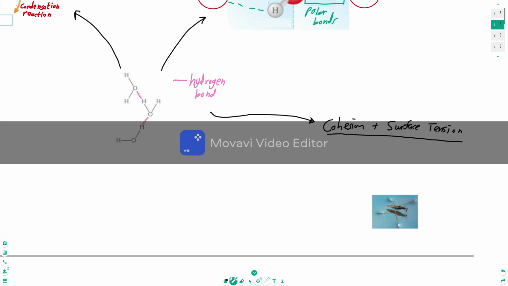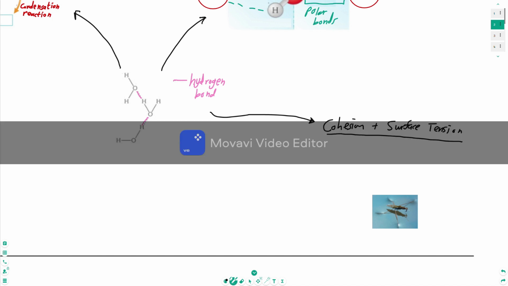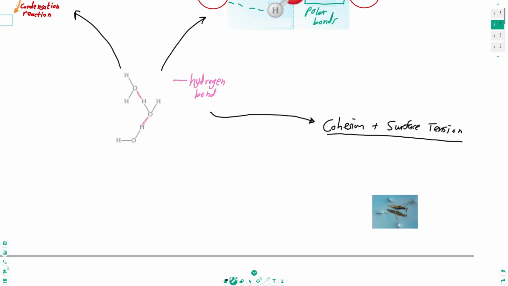So this pulling together of water molecules due to hydrogen bonding is called cohesion. So cohesion is the pulling of water molecules together because of this hydrogen bonding. I'll probably explain that a little bit rubbish, but if you want more information, go and look at page 52 of the textbook.